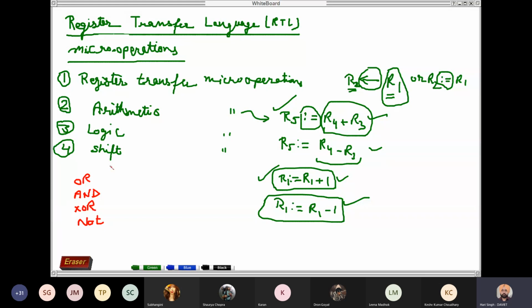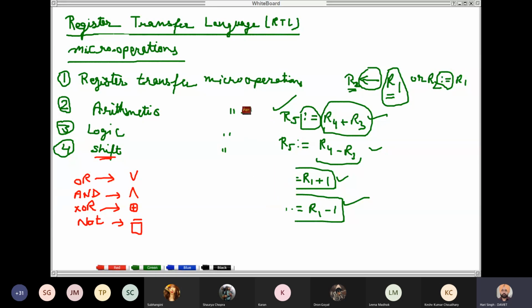No doubt shift operations are also logical operations, but in this RTL representation, they are given different categories. The symbolic representation for OR is represented with this symbol. AND operation symbol is its invert. XOR operation is represented with another symbol. And NOT is represented with the register and a bar on it. Now we'll consider examples related to these operations.